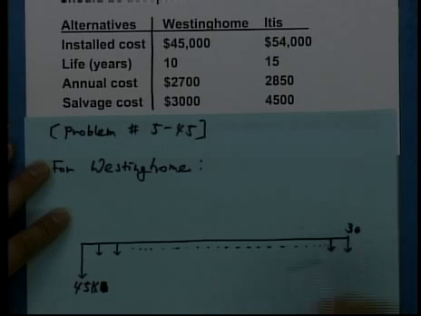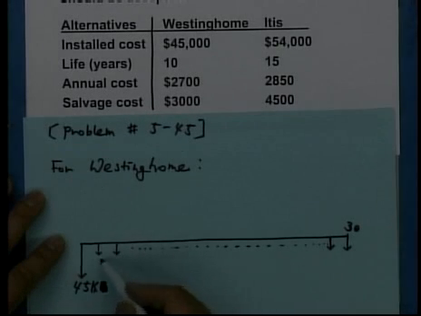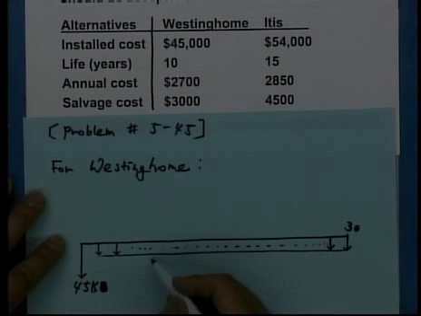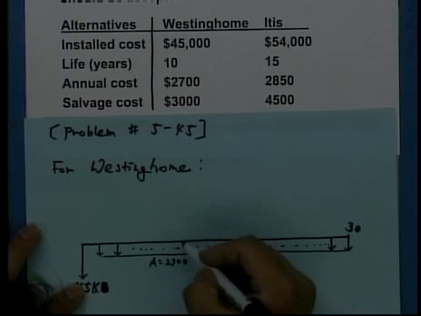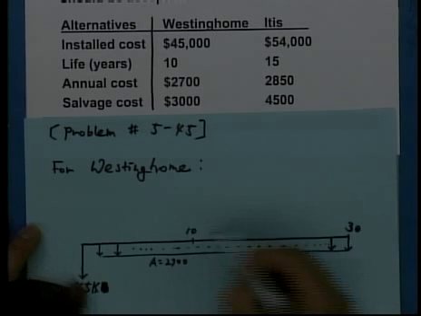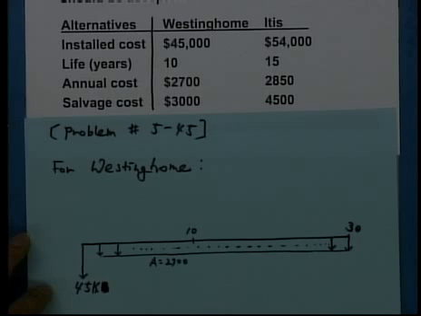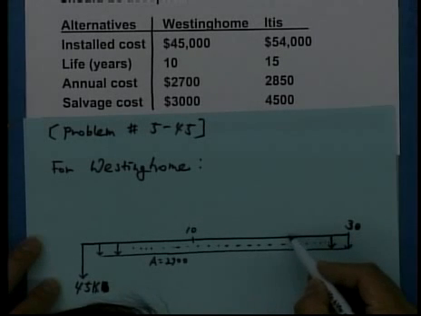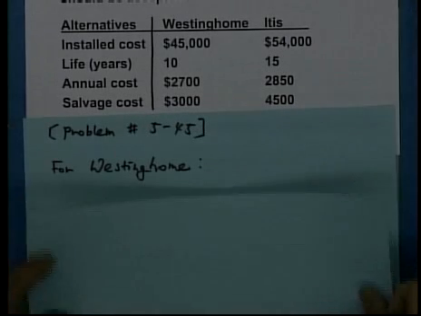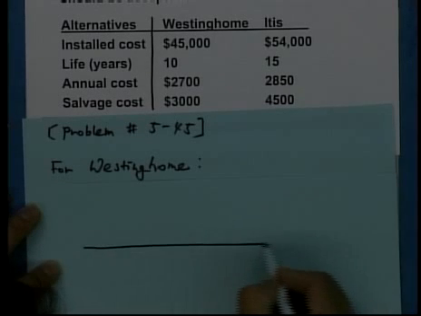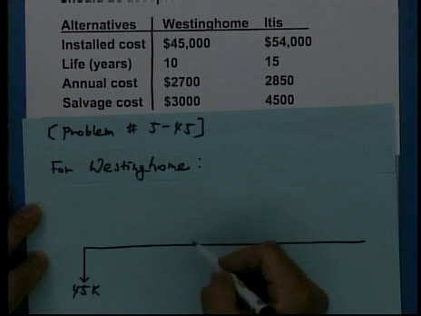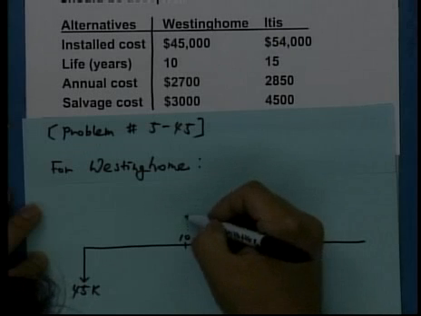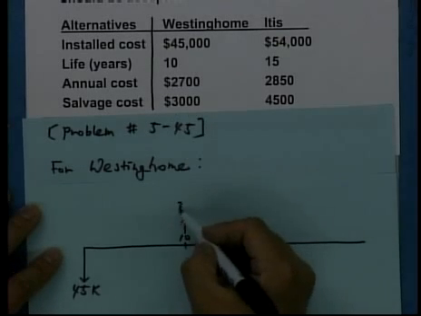So there is an annual cost of $2,700, A equals 2,700, and somewhere here, 10 years. Let me redraw the diagram. Here we have initial cost of $45,000, and then at the end of period 10, there is a service value of $3,000, 3K.